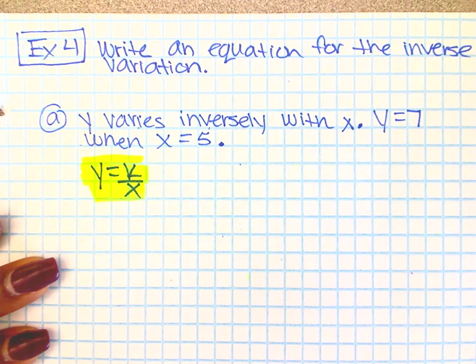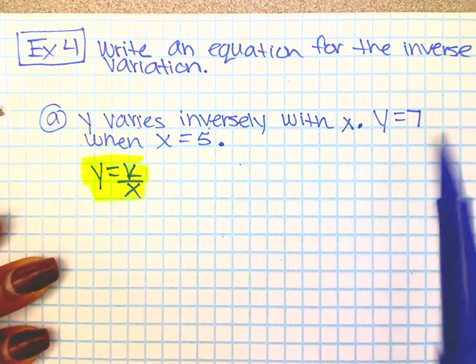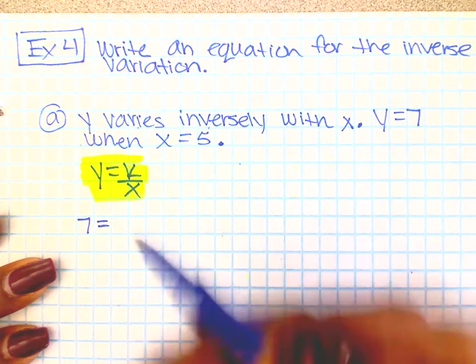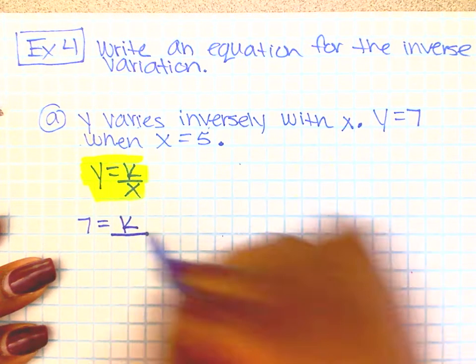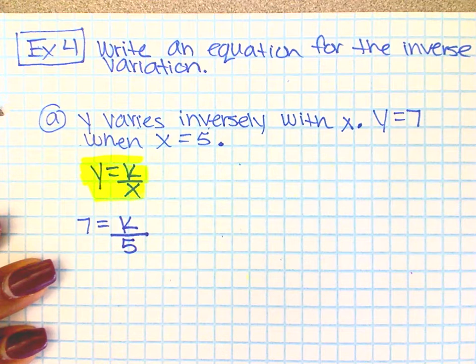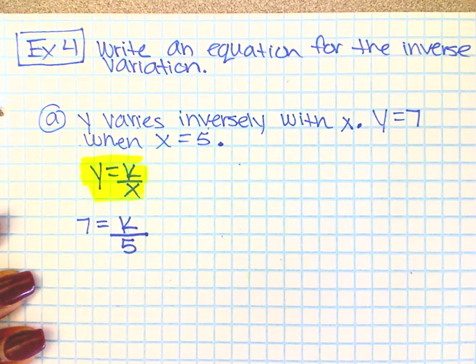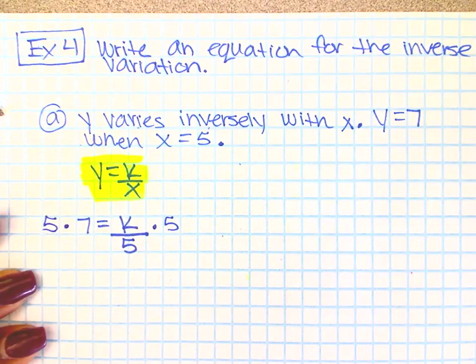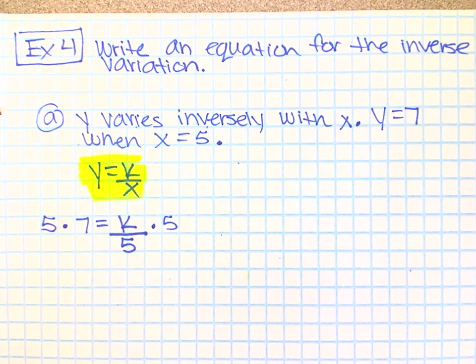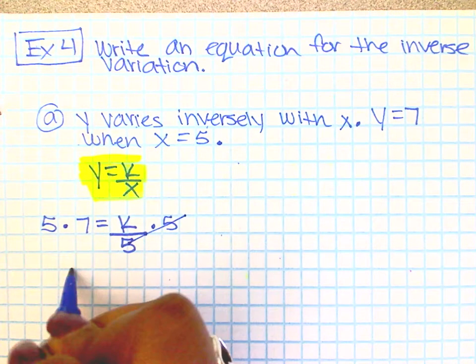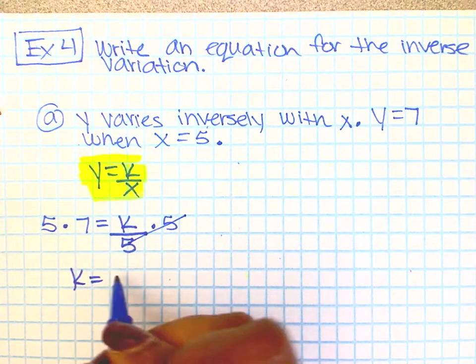Alright, so all you have to do is plug it in. We want it to look like that. So what's y? 7. So 7 equals, what's k? Oh, they didn't give us k, so we don't know that. Over, what's x? 5. I need to get k by itself. To get k by itself, I'm going to multiply by 5 on both sides, because it's division, so you do the opposite, multiplication. So my 5's cancel. K equals, what's 5 times 7? 35.